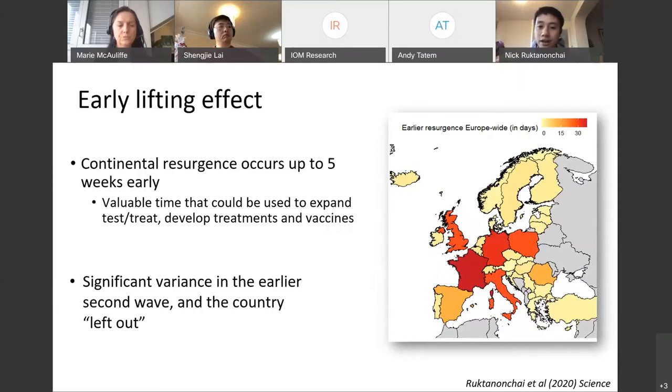There was a lot of variance in terms of which countries were most important. You can see on the right, the countries in red, if those countries lifted their lockdowns early, that led to a much earlier resurgence of the pandemic. So resurgence depended most upon what France, Germany, Italy, UK, and Poland did, whereas it depended a little bit less on what countries like Austria, Switzerland, Norway, Finland did.